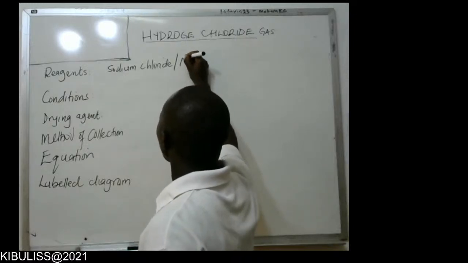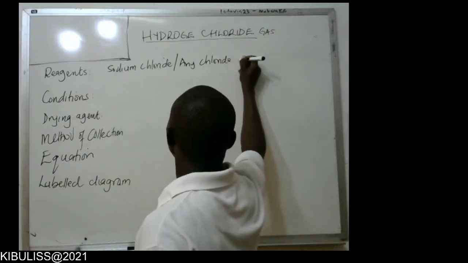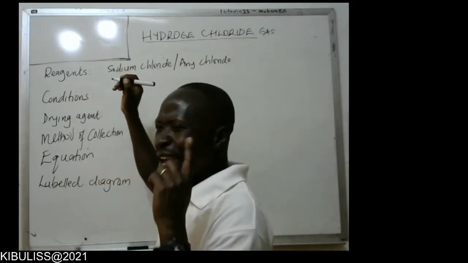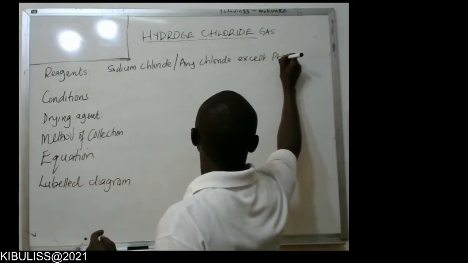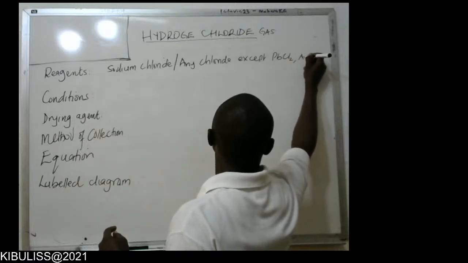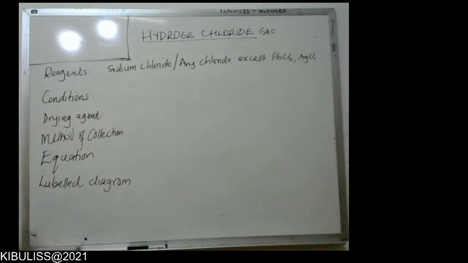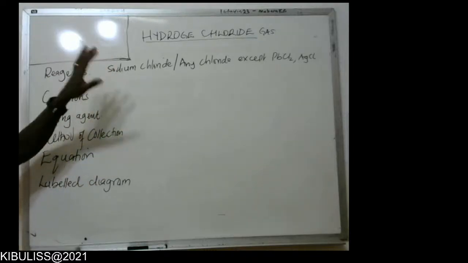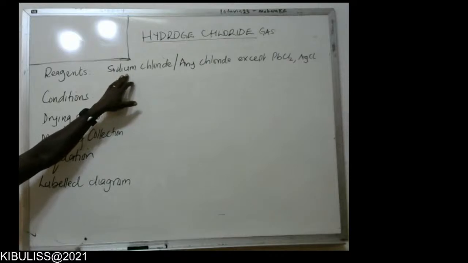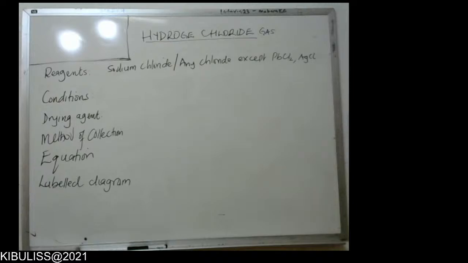So, brackets, let us think of any chloride that is soluble except lead 2 chloride and silver chloride. Why those two chlorides? Those two chlorides are insoluble. So let's not imagine sodium chloride all the time. In the event the question does not use sodium chloride, students go back and use sodium chloride. It becomes wrong content, and you don't get anything.